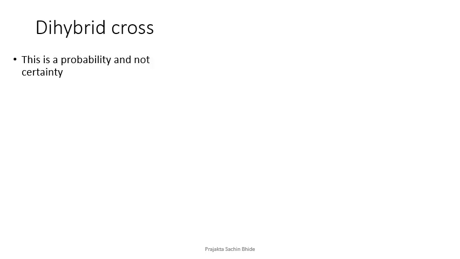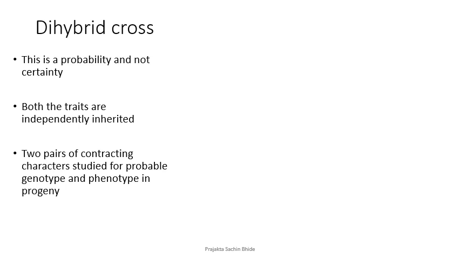This cross is a probability, not certainty. In genetics, there is always a probability. Maybe this gene could get expressed, maybe this trait could not be expressed. Since it's a dihybrid cross, we are going to consider two traits. Both the traits are independently inherited. Two pairs of contrasting characters are studied to know their genotype and their phenotype. I hope you remember what genotype and phenotype is.